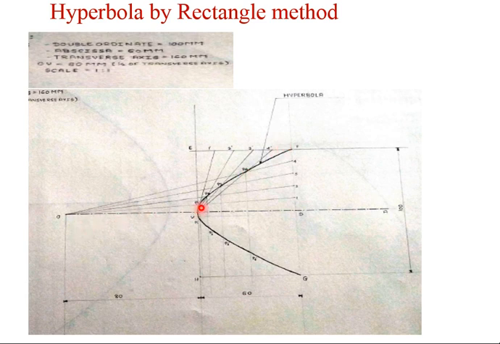Now here this V1 dash will be intersecting with this O1, which will be the first point. V2 dash will be intersecting with O2, which will be the second point. V3 dash will be intersecting with O3, which will be the third point. V4 dash will be intersecting with O4, which will be the fourth point, and in a similar way you have to create all these points.